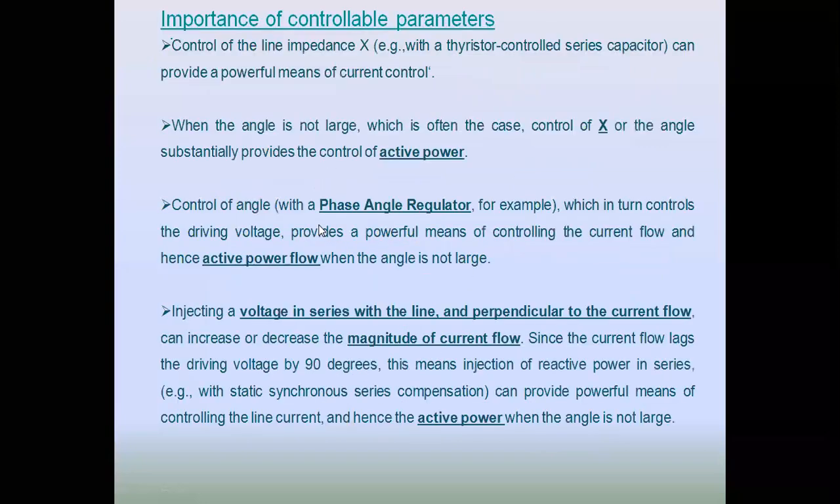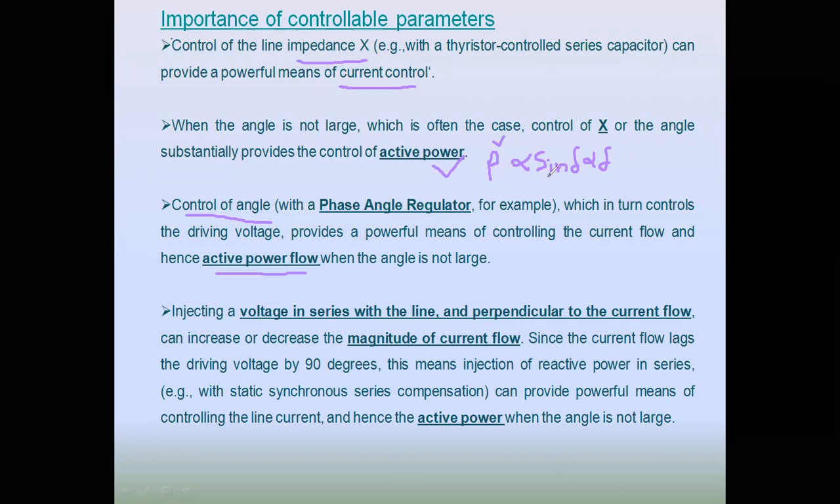Here you can see that by controlling the X value, the current flowing through the line is controlled, and finally the active power flow through that system will be controlled. Then by changing the phase angle control angle, that is delta, we can again change the active power, because power is directly proportional to sine delta. When delta is small, power is proportional to delta. So by increasing or decreasing delta, you can control the real power flow. It is directly proportional. By increasing delta, you can increase the power, and by decreasing delta, you can decrease the power.